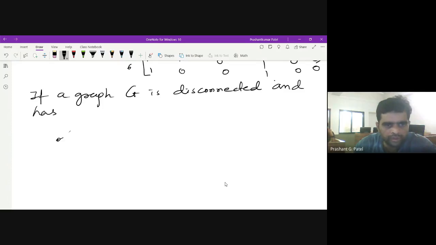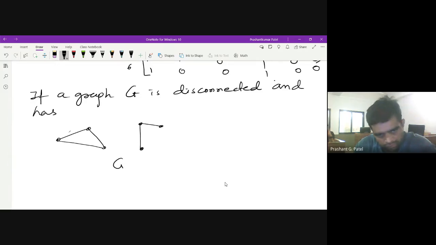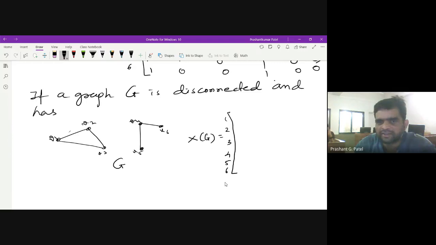So that means, for example, this is the graph you consider. This is the whole graph G. Let's say this is V1, V2, V3, V4, V5, V6. If I plot what is X of G, that means there are 1, 2, 3, 4, 5, 6 edges. So that's why this matrix is of this type.